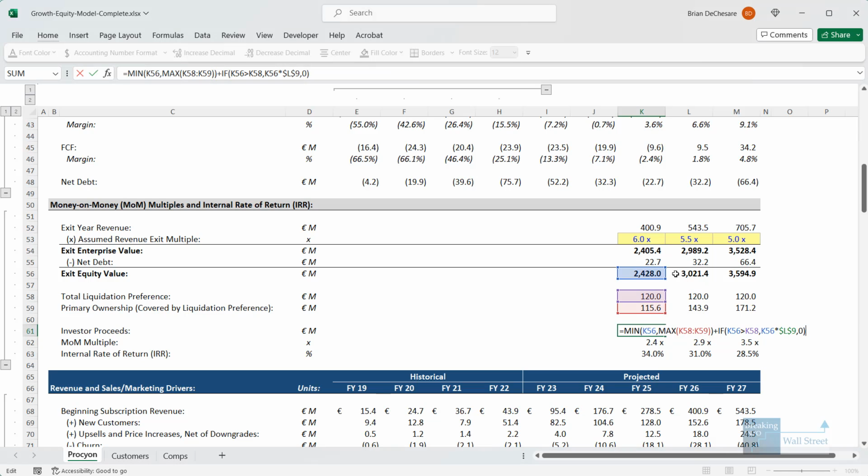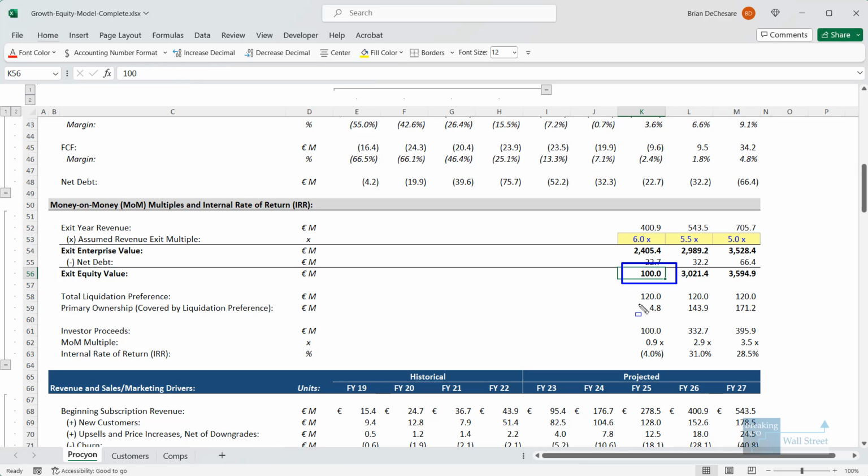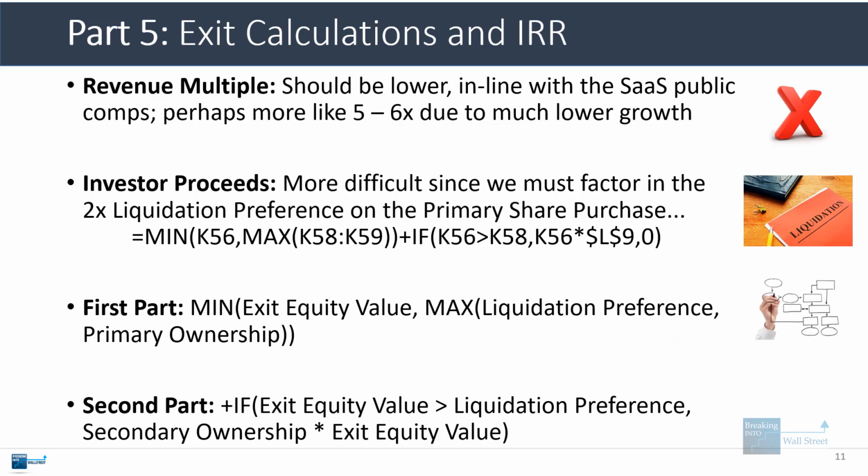So if the exit equity value, for example, is something like 100, then obviously in this case, we're not going to get anything for our secondary ownership. All we're going to get is the 100 right here. Now, this is not a fully robust and flexible formula. You can break it, but for a quick 90-minute case study like this, it's fine. You can definitely find cases, though, especially at lower values, where this does not quite work as intended.